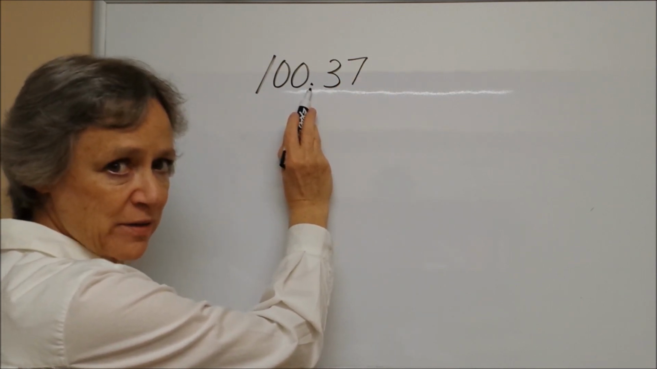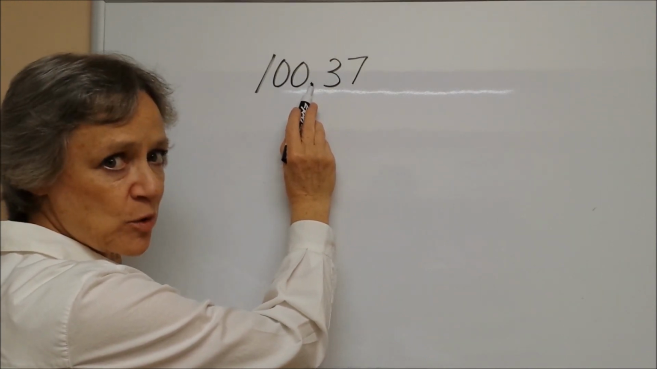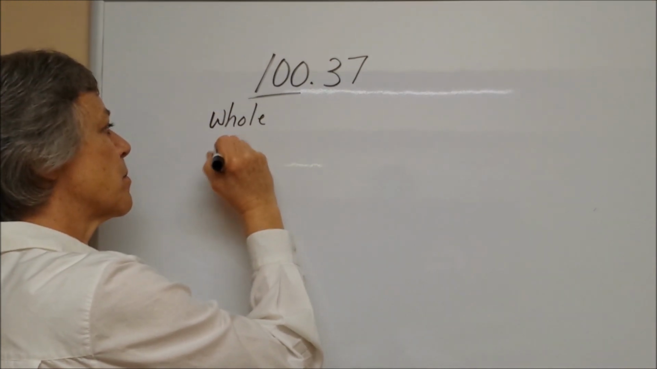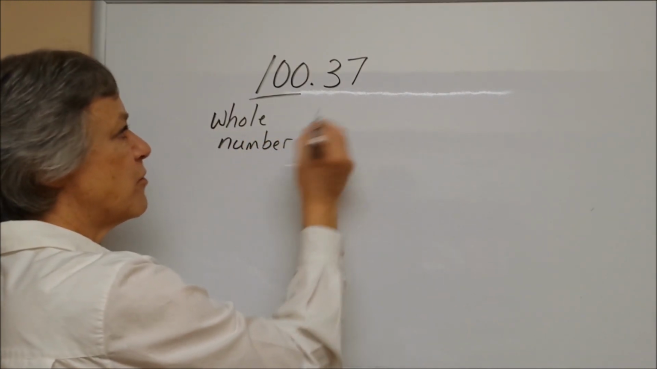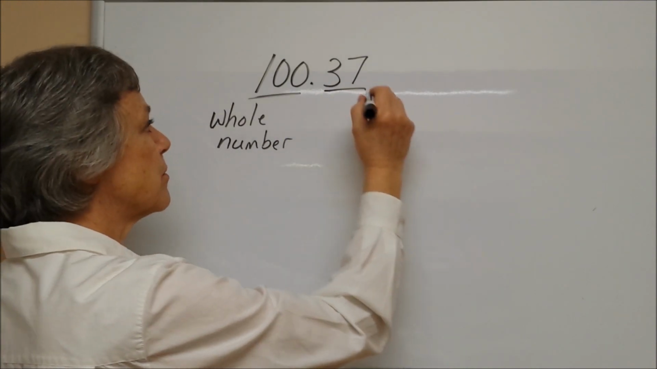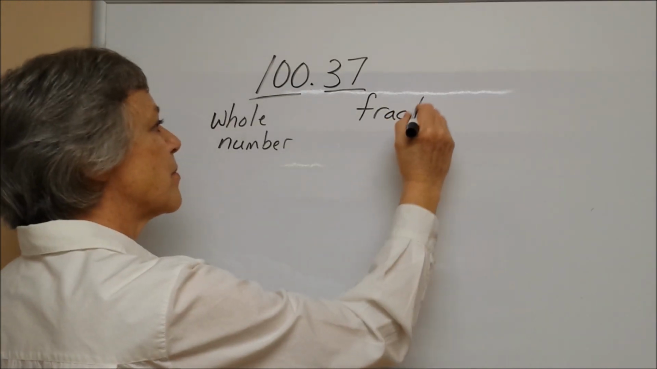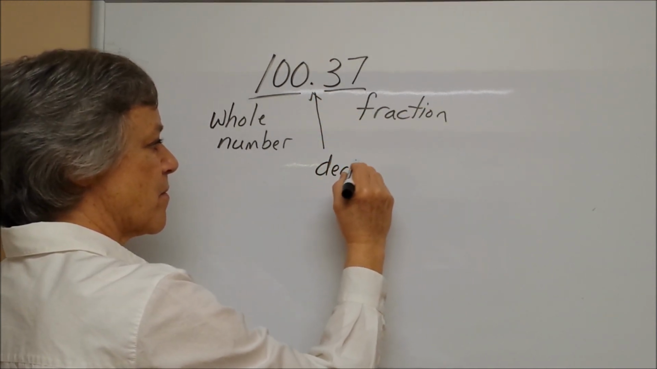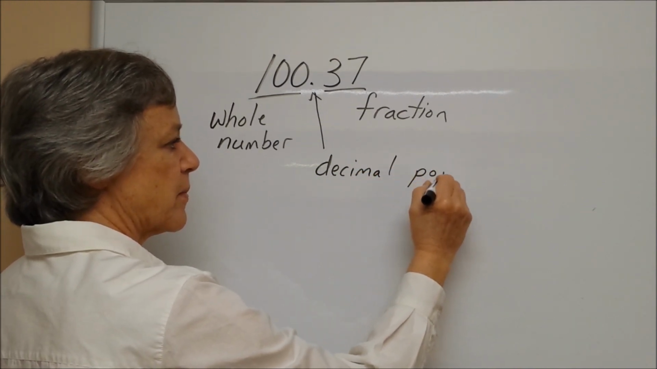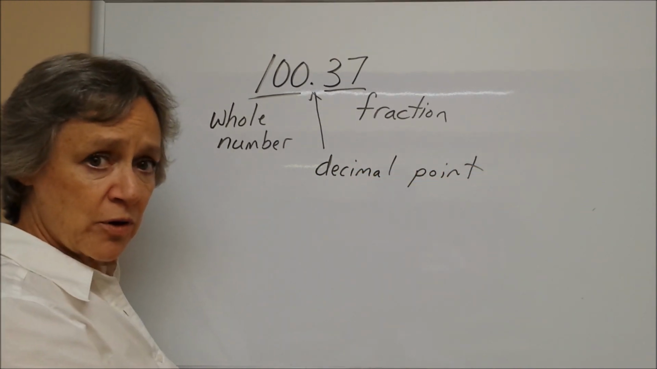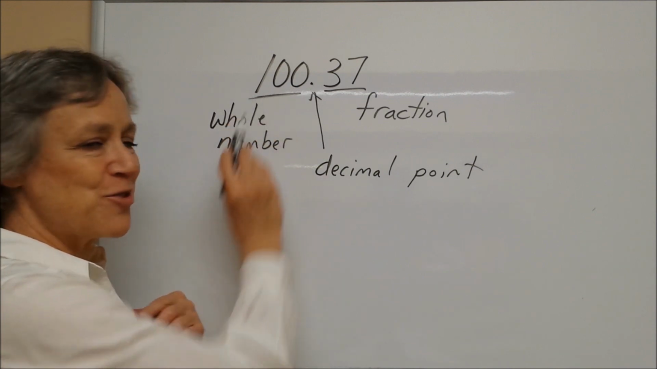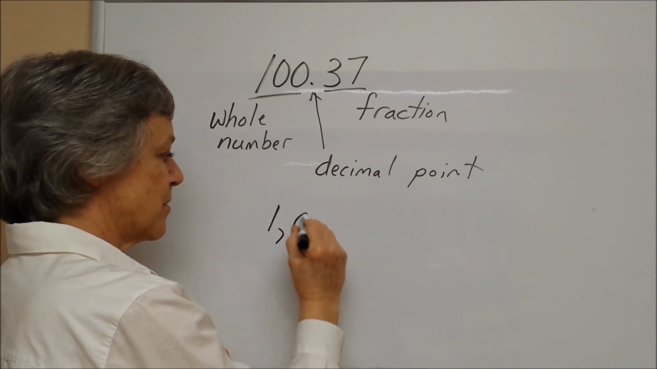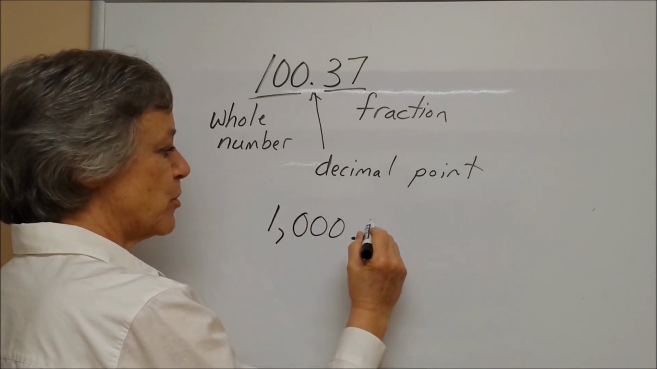It's called a decimal point in numbers. I would use a decimal point here to separate the whole number from the fractional or decimal portion. If my number is larger than 999, I have to have both a comma and a decimal point.